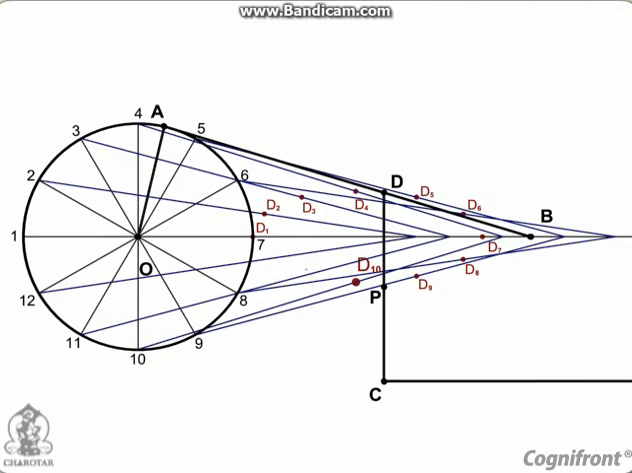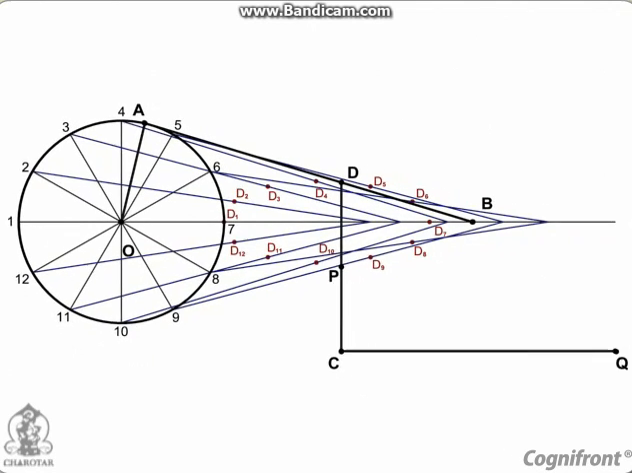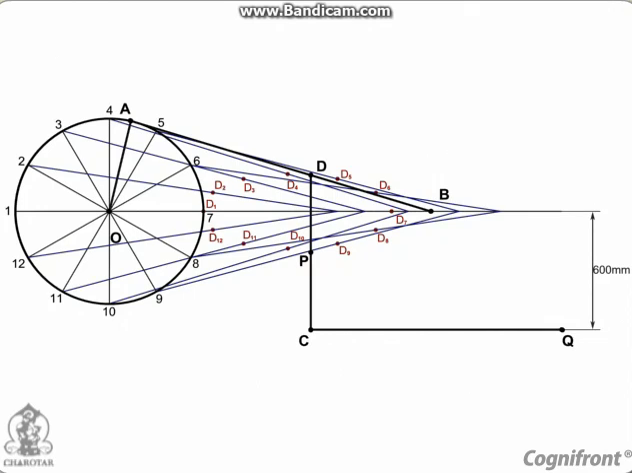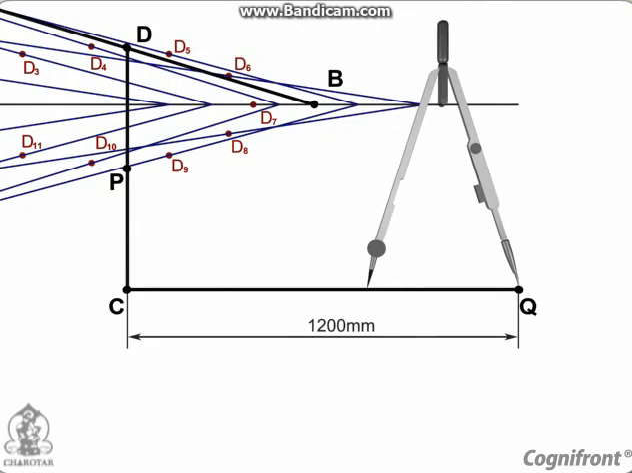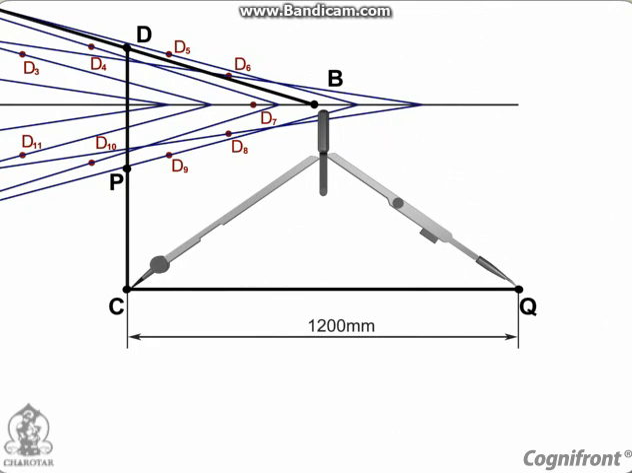The point Q from the extended line passing through the end B. Observe that the distance CQ is given. To determine the path of point C, draw an arc with radius CQ and taking center as Q.